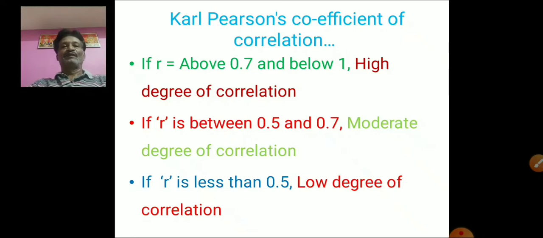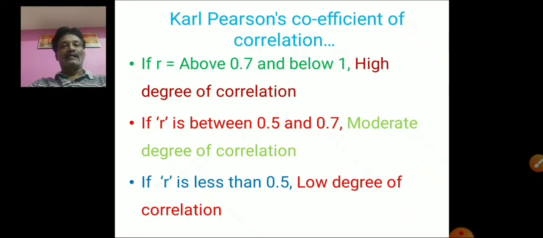If the values are positive, suppose you are getting the answer R equal to 0.9, that means it comes under 0.7 and below 1, so there is high degree of positive correlation. Suppose you are getting a value of minus 0.6, so here there is moderate degree of negative correlation. In this manner you can interpret the values, right?